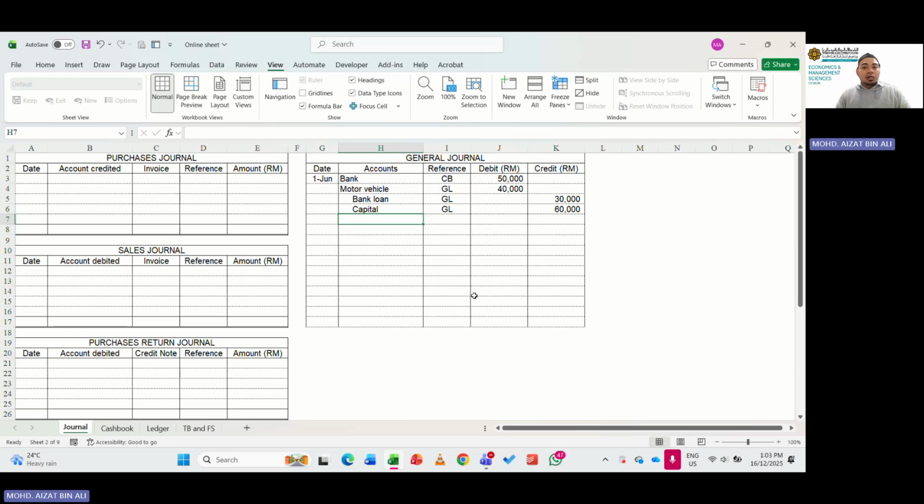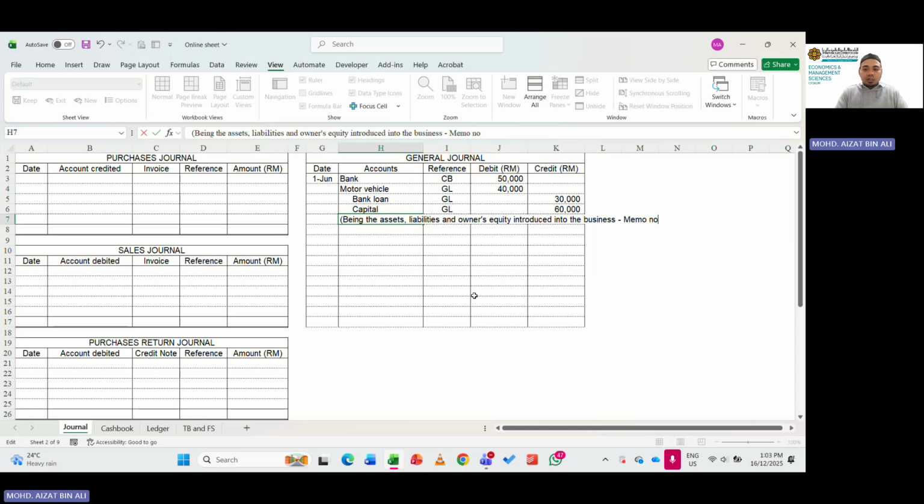Now this is not finished yet. Next, we have to write the narration: being the assets, liabilities, and owner's equity introduced into the business. This is basically how we record the narration. Don't forget to record the document number as well, memo number 1. This is a complete narration. So let's tidy this up properly.